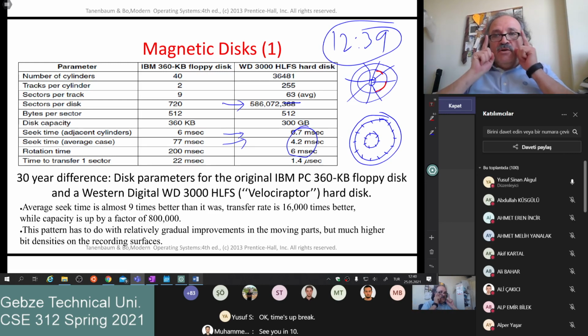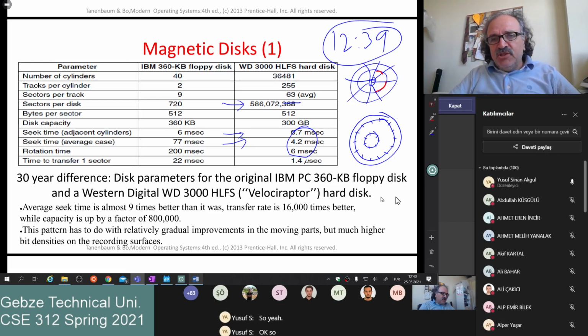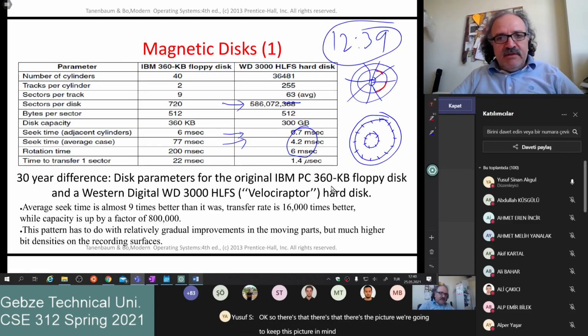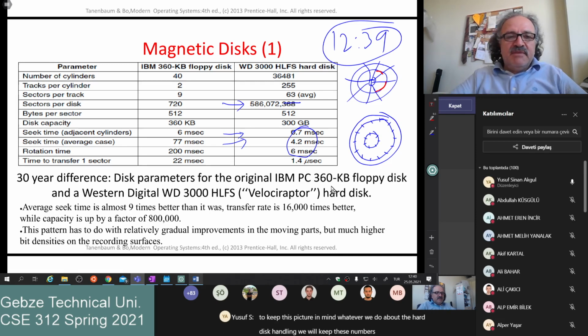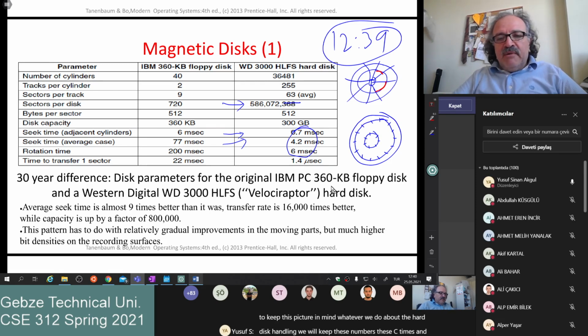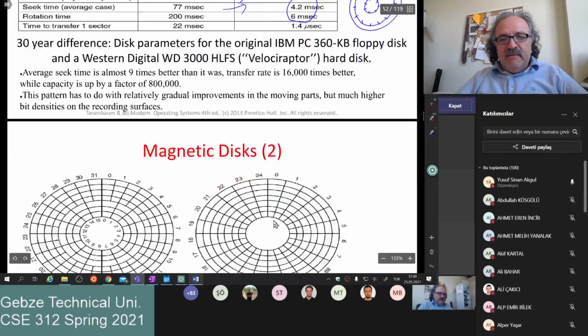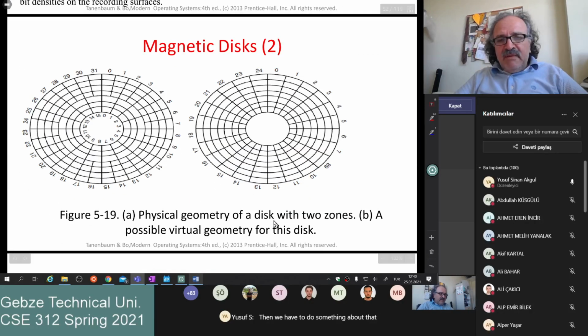Okay, that's the picture. We are going to keep this picture in mind. Whatever we do about hard disk handling, we will keep these numbers, the seek times and the rotational time, in mind, and we have to do something about them. So this is maybe the answer to my question before.